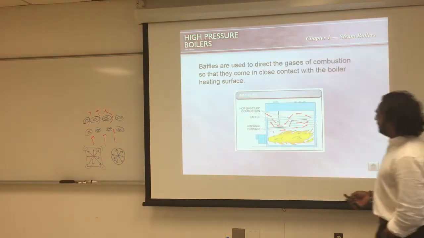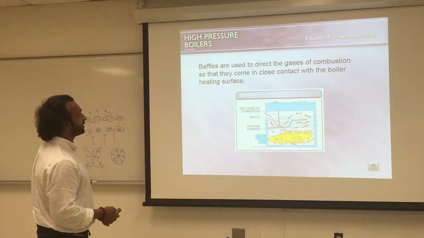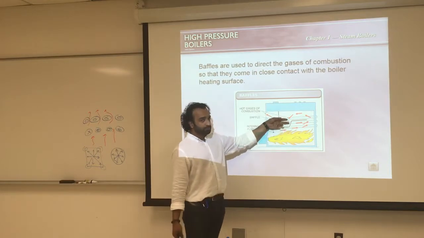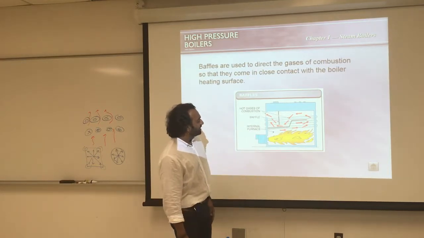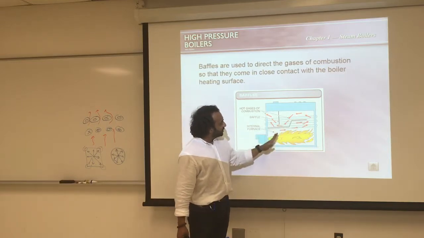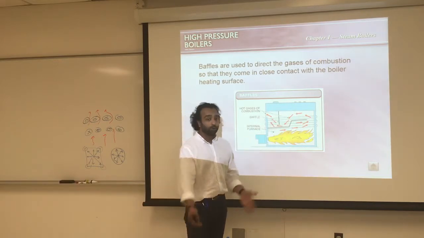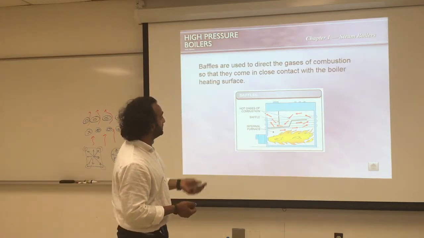properly. Here we have something called baffles that are used to direct the gases of combustion so that they can come into close contact with the boiler heating surface. By heating surface we mean the tubes and whatever is between the water and the combustion air. So baffles, if you can see, these are the baffles here. We can have the air go this way first, it turns around, then goes outside. The more turns you give the air, the more heat you can absorb from this hot air.